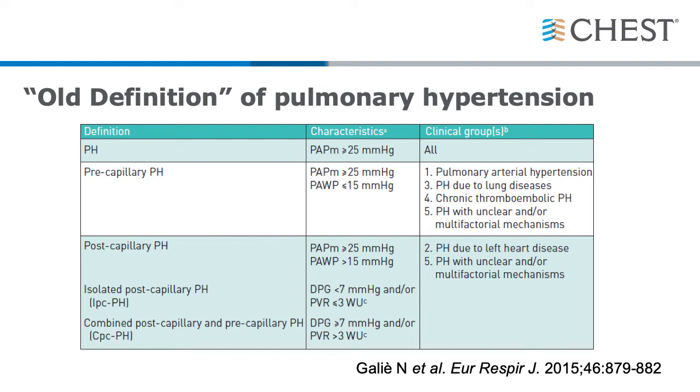Previously, pulmonary hypertension was diagnosed when patients had a mean pulmonary artery pressure of greater than or equal to 25 millimeters of mercury. Precapillary versus postcapillary pulmonary hypertension was differentiated on the basis of a pulmonary capillary wedge pressure of 15 millimeters of mercury.